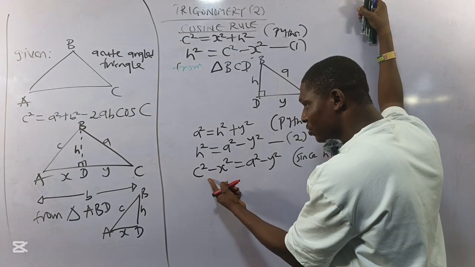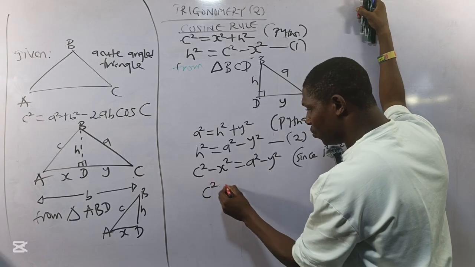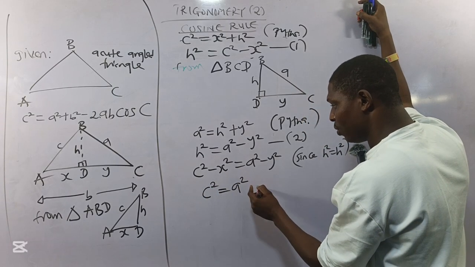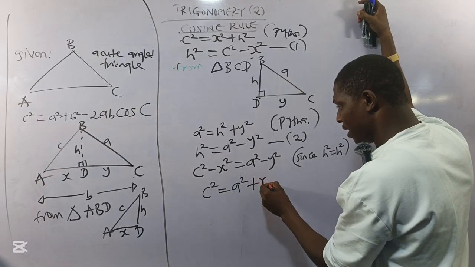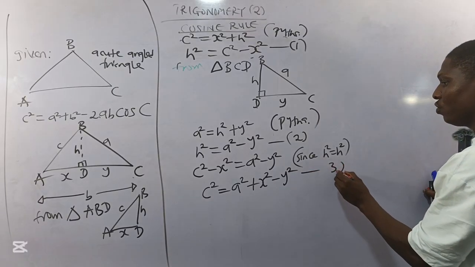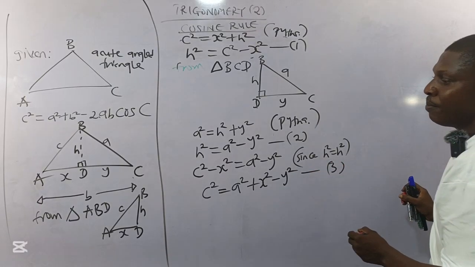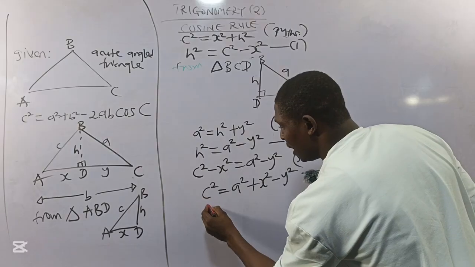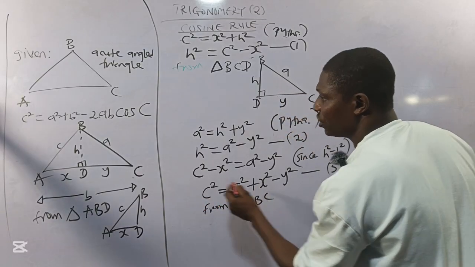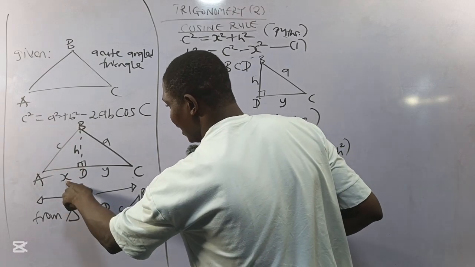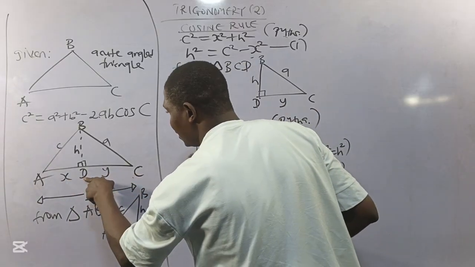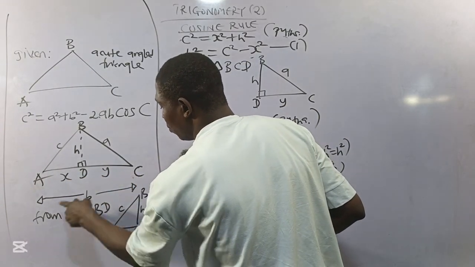Now, I can make C square the subject of the formula, so I have C square equal to A square, this is positive, let it come first, plus X square minus Y square. Let me take this as equation 3. But if I look at triangle ABC, which is a complete triangle, you can see that X plus Y is equal to B, because AD plus DC is equal to B.